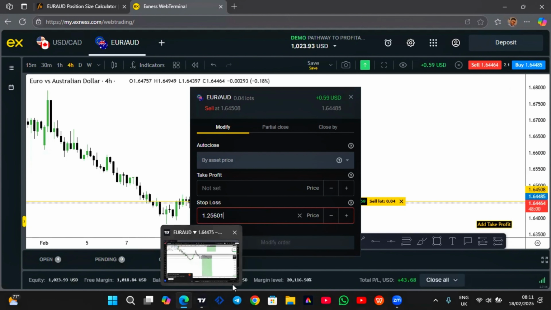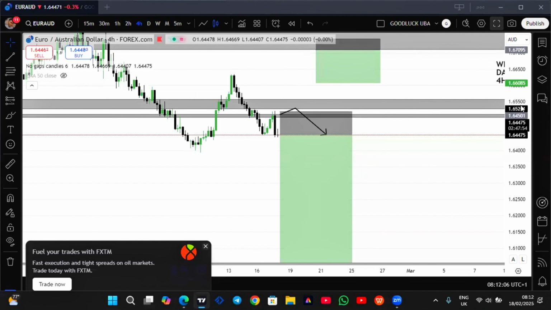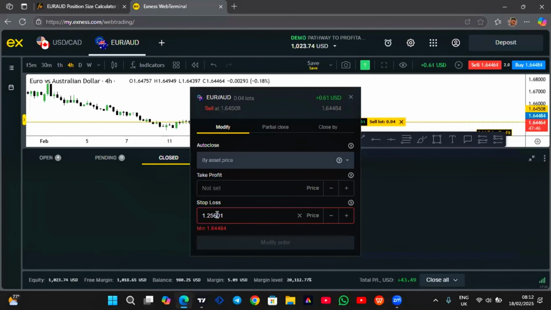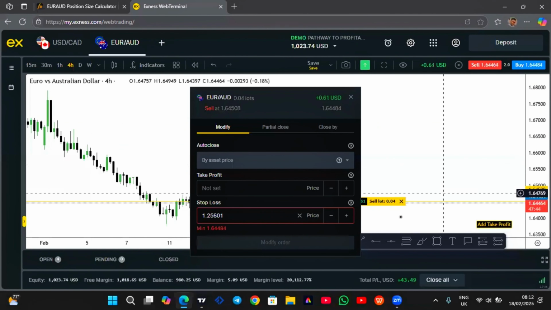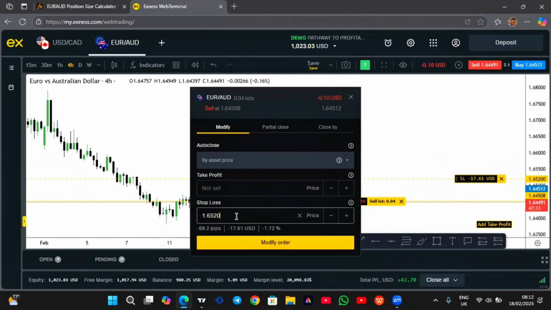Is that correct? It's showing red. That means it's the wrong value. 1.65201, right? Oh, I inputted something different. Okay. 1.65201. Good. Wow. With this stop loss, I'll just be losing 17.64 USD on this trade.